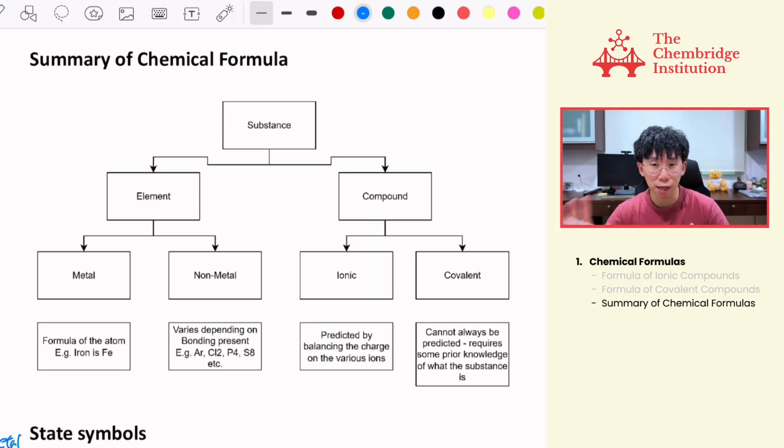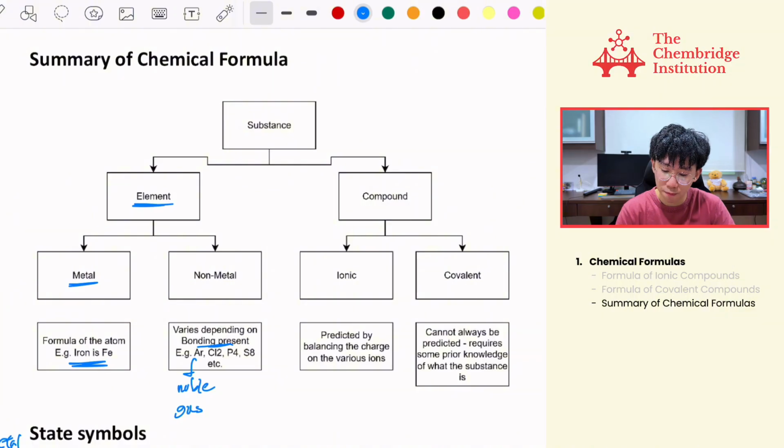If we take a look at our summary of what we went through so far, for our chemical formulas, we always divide it up into different substances. For elements, it depends if it's a metal or a non-metal. If it's a metal, generally the formula of the atom is just as it is. So iron is just Fe, a metal solid. If it's a non-metal, it really varies depending on the bonding present, so this requires some general knowledge. As I mentioned, for example, argon is a noble gas and they tend to exist solely by themselves. Versus Cl2, part of our group 7 or 17, these are our halogens that exist as diatomic molecules. And then P4 and S8 are covalent compounds with formulas that you just have to memorize from the table above.